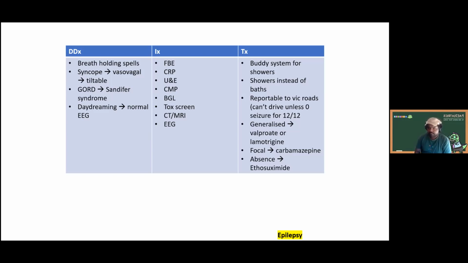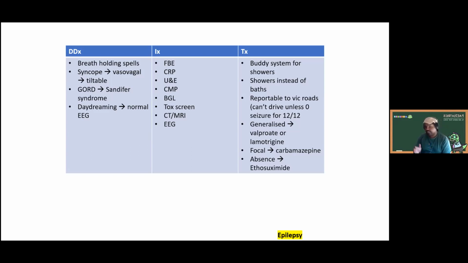And then the treatment. First of all, there should be a buddy system for showers. So someone should be supervising them when they have showers so they don't fall and hit their head. And they should really be avoiding baths, because if they have baths on their own and they do have a seizure, there's a chance that they can drown. If it's a child that's 17, 18 years old that's driving, it is reportable. So there needs to be a 1-year period of no seizures to allow them to drive.